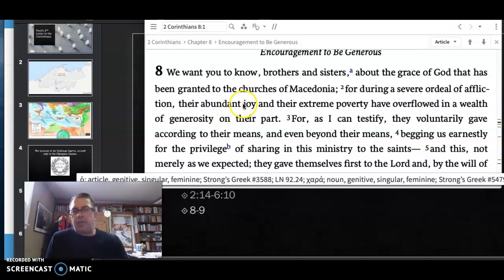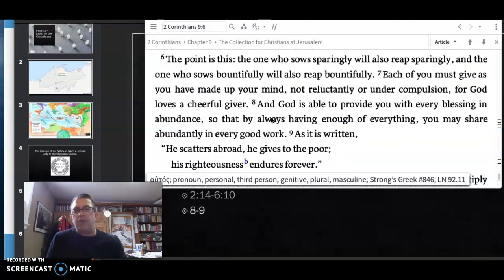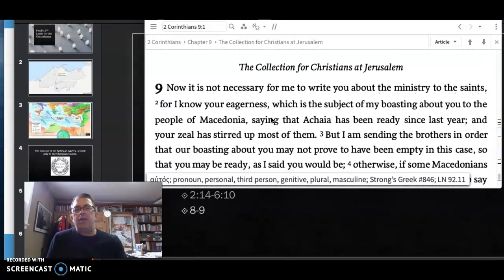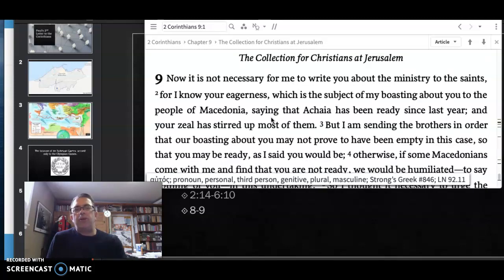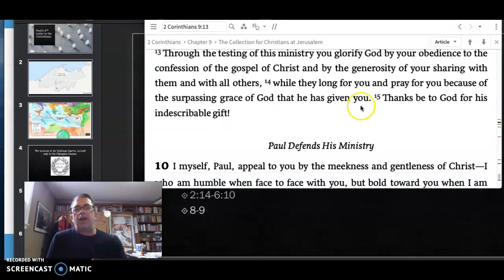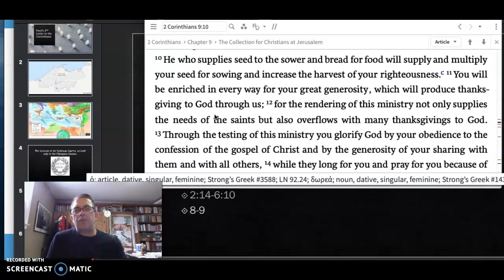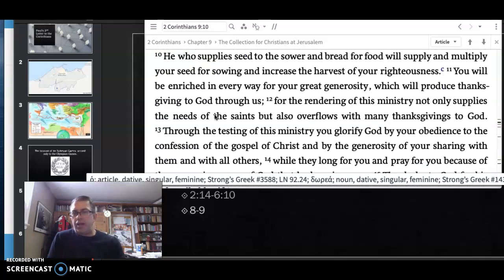It has elements to it that imply the beginning of a letter. Now, obviously, it works pretty well here in chapter 8 too. And then chapter 9, it's not necessary for me to write to you about the ministry for the saints. And so Paul's going to talk about the saints. And thanks be to God for his indescribable gift. So this part is really encouraging. 8 and 9 is really encouraging.